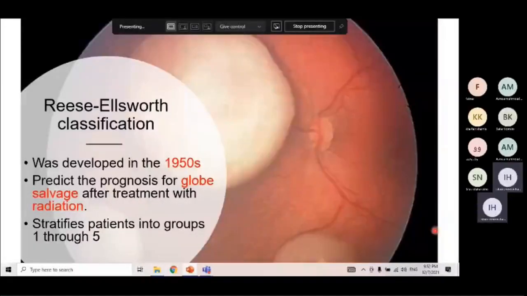The Reese-Ellsworth classification was developed in the 1950s, and at that time we used irradiation as the method of choice for treating retinoblastoma, and we focused on whether we could salvage the globe or not with irradiation. So the Reese-Ellsworth classification focused on whether we can salvage the globe or not, and it stratified the patients into groups from 1 to 5.